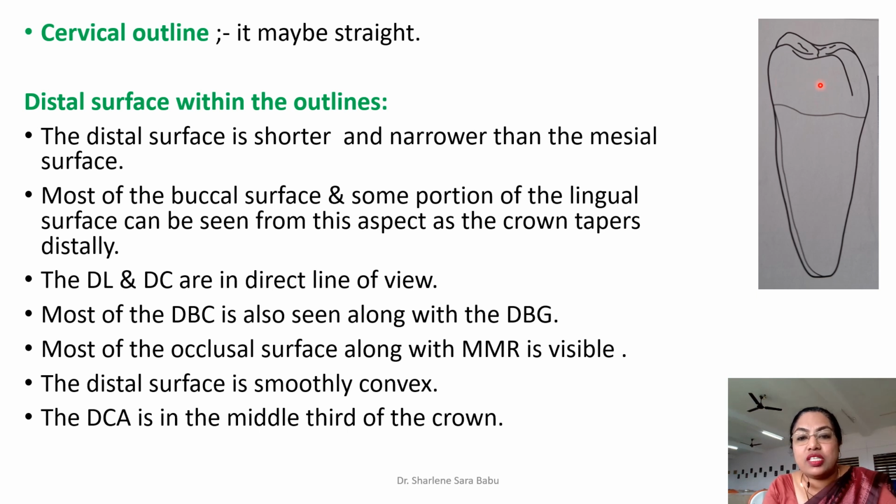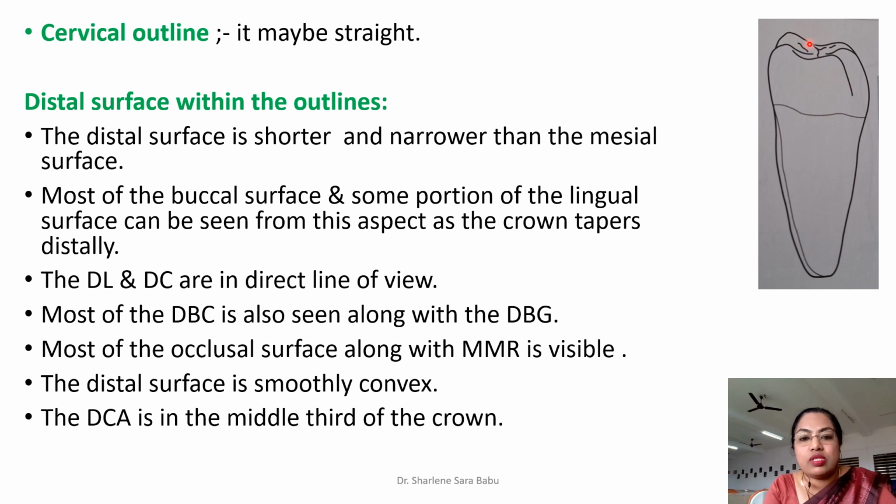The distal surface is shorter and narrower than the mesial surface, and most of the buccal surface and some portion of the lingual surface may be seen from this aspect as the crown tapers distally. The distolingual and the distal cusp are in direct line of view. Most of the distobuccal cusp is also seen along with the distobuccal groove.